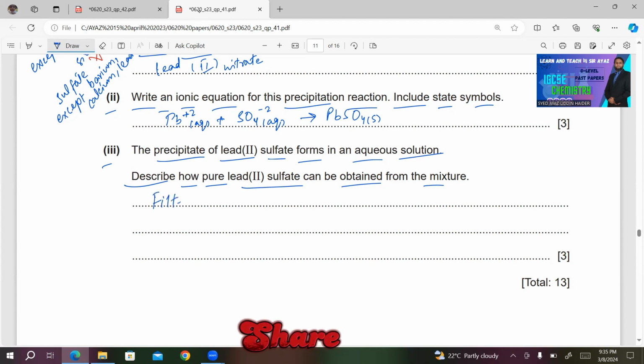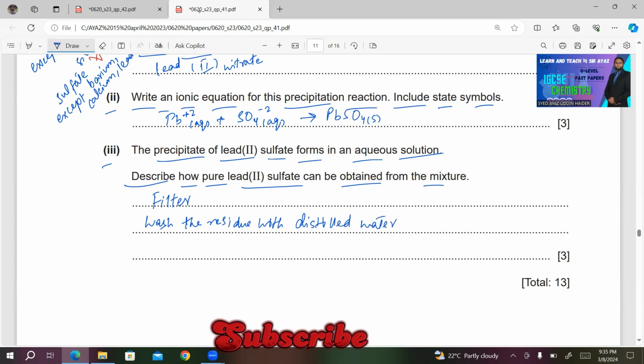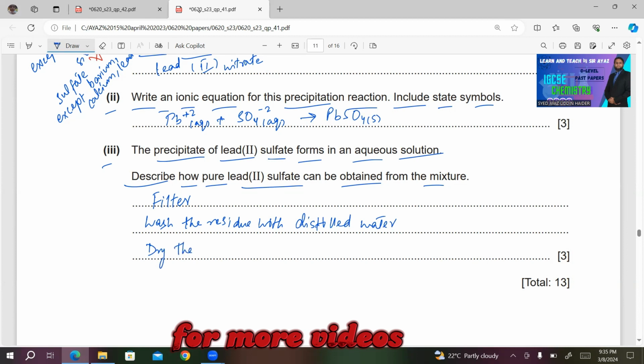Filter, wash the residue with distilled water, then dry the residue, which is a crystal, in air.